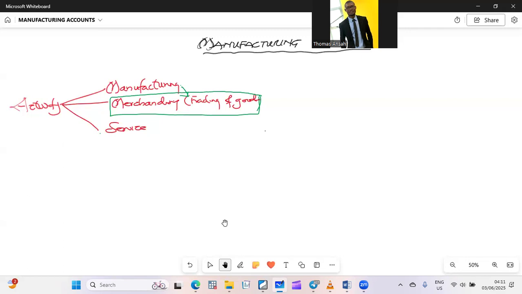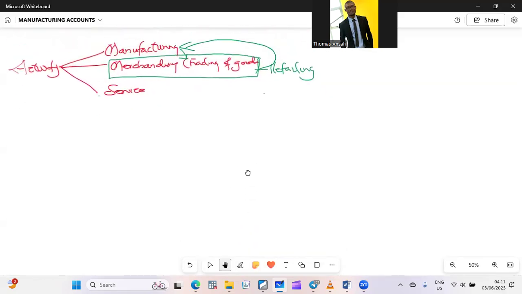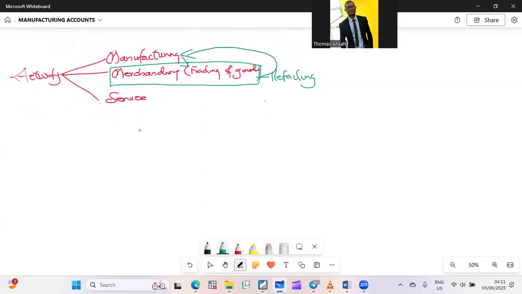So the manufacturing entity is kind of a retailer, right? So take note of that. Retailing means that they take the goods that are being manufactured, then they sell them. That's why we call it retailing. So they take this from the manufacturing aspect, then they sell.